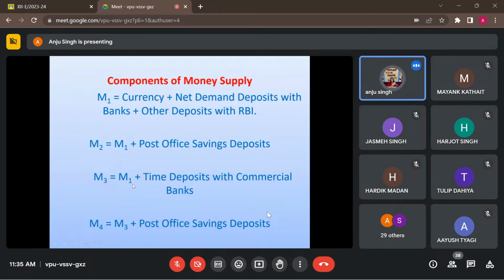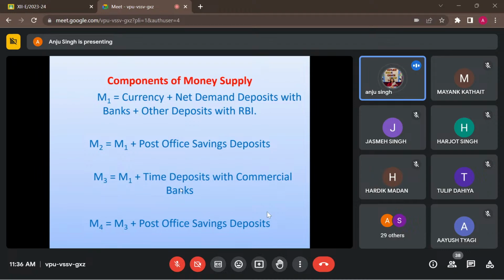Then comes M3. When we add M3, we definitely take M1, and with M1, we add time deposits with the commercial banks. Here come the fixed deposits. And since they are time bound, we cannot call this component high powered money. And then comes M4. So we take M3, which includes M1 and time deposits with commercial banks, and then we also add post office. So M4 actually has all the various forms of money available in supply, which means currency, net demand deposits, other deposits of RBI, post office saving deposits, time deposits with the commercial banks. And all this together are the components of money supply.